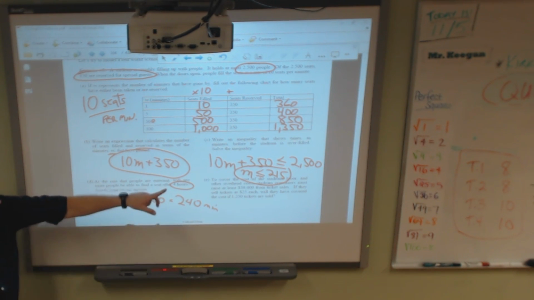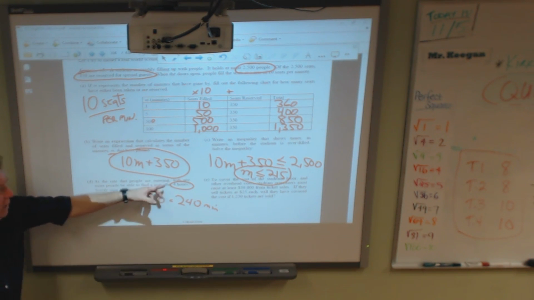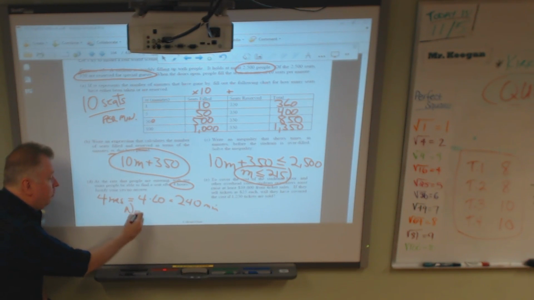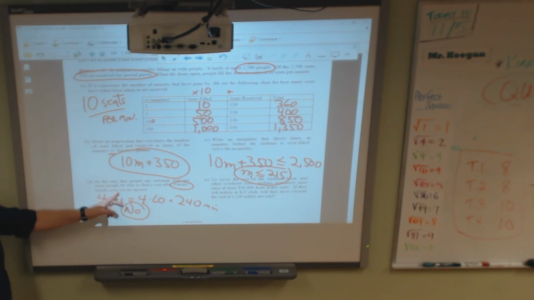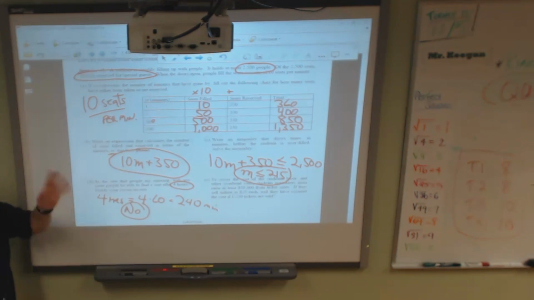No. No, because after 215, nobody can get a seat, right? So the only thing that was tricky here is you had to convert hours to minutes, right? That wasn't bad. So the answer is no. It says justify your answer, say because. Look at number C. That's fine. Yes.